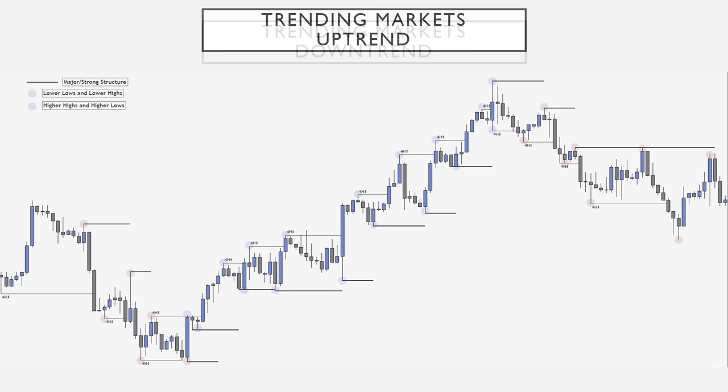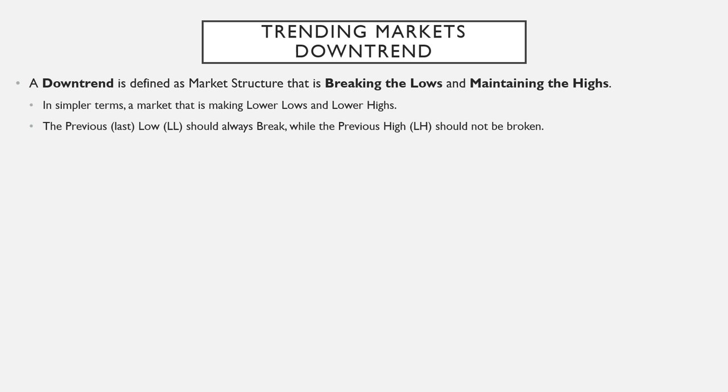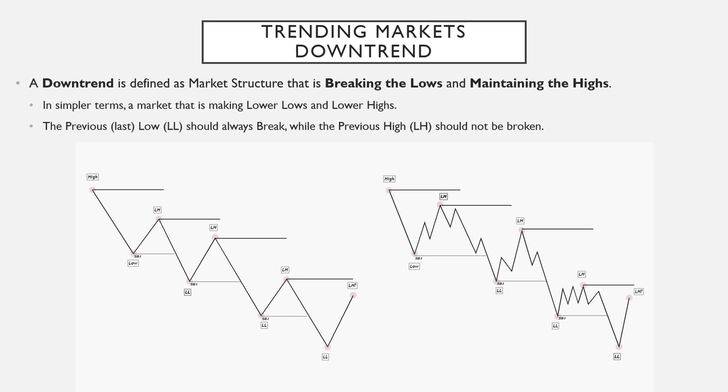Okay. Downtrend. Market structure that is breaking the lows and maintaining the highs. So exactly the opposite. In simple terms, a market that is making lower lows and lower highs. So again, here, the previous and the last lower low should always break, while the previous high, which is the lower high, should not be broken. And again, to illustrate it, there it is, right?